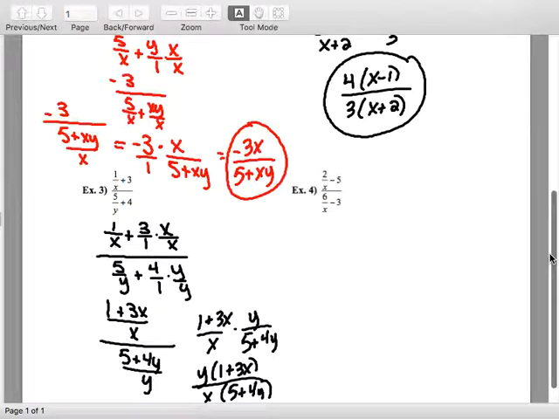No, because there's still chunks. You can't cancel unless they're factors.